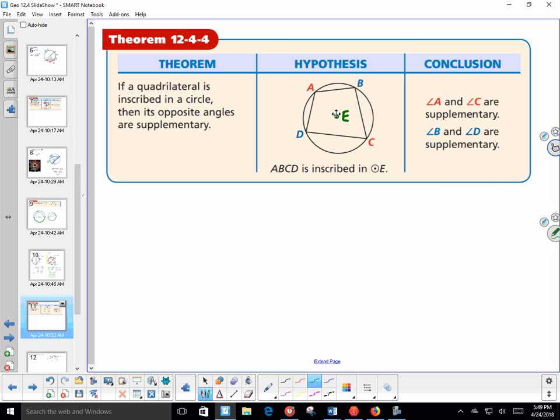And so our conclusion then is that angle A and angle C are not congruent, but they are supplementary. And angle B and angle D are going to be supplementary. And as you know, the four angles of a convex quadrilateral have to add up to 360. So these two angles here are going to add up to 180. These two angles here are going to add up to 180. And altogether then we'll have 360. Let's take a look at an example of using this theorem. Again, pause if you need to.